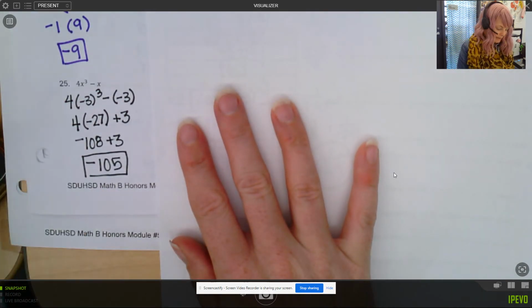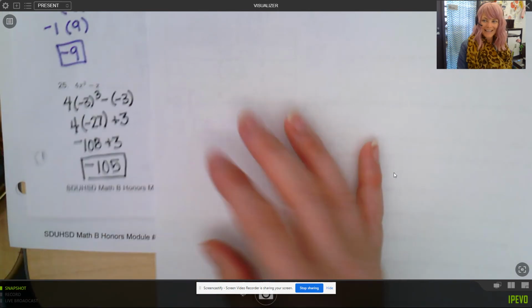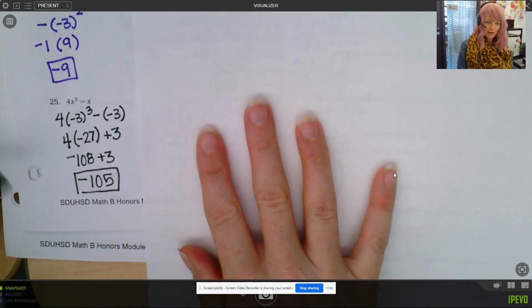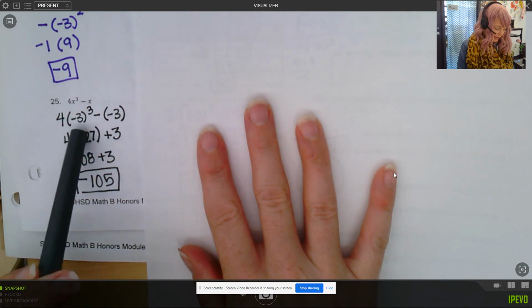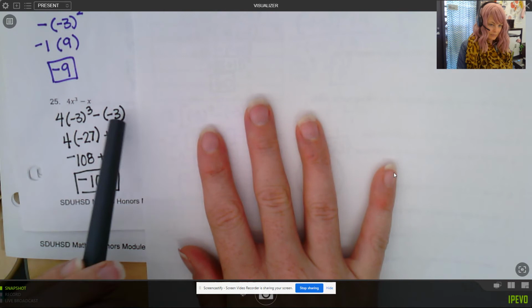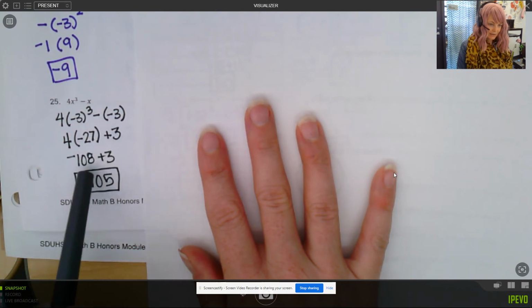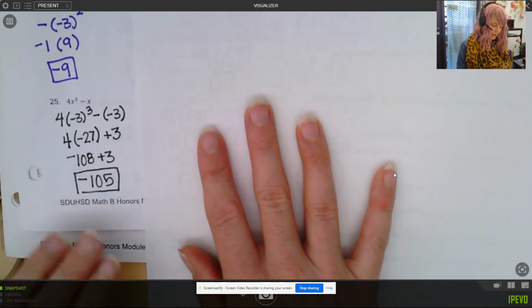25, we plugged in negative 3 using our parentheses. Remember, they're strong sideways muscles. From here, we took a look, and negative 3 to the third is negative 27. And then negative 3 is plus 3. 4 times negative 27 is negative 108. Plus 3 is negative 105.